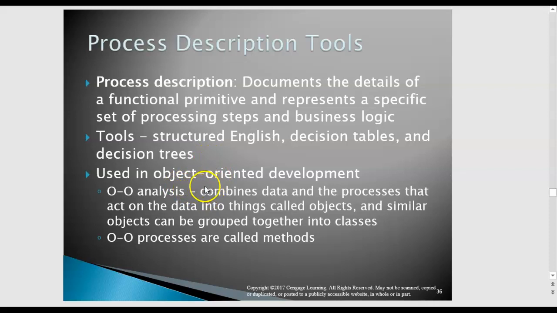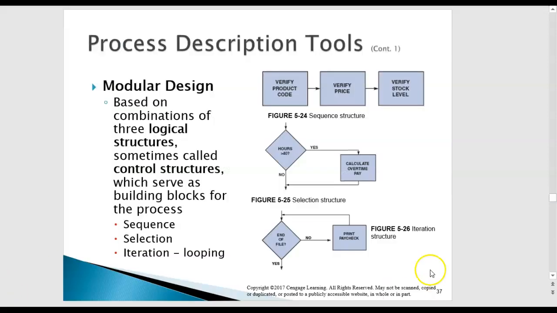And what we see a lot nowadays is object-oriented development. We're going to talk about this later on in a subsequent chapter, but for now, think of an object as a part of your data system, which combines all the data and the processes that act on the data into things called objects. So for example, a customer is an object, so all the attributes related to the customer are stored in that object. Here's an example of a process description tool.